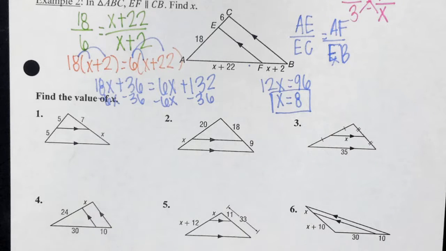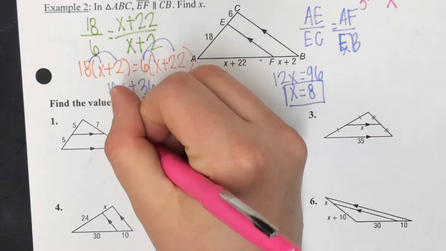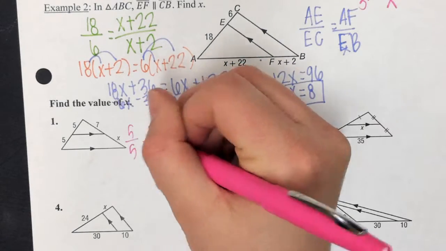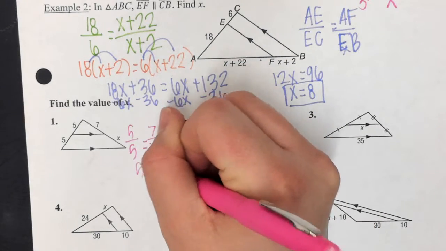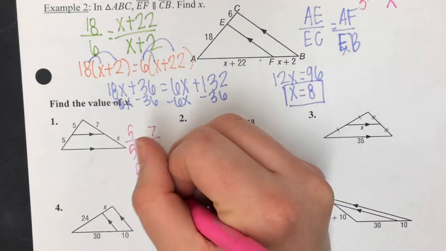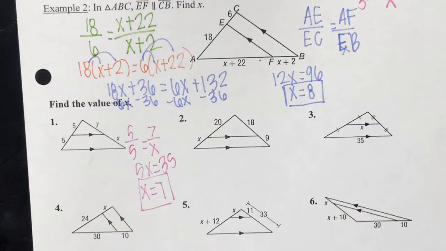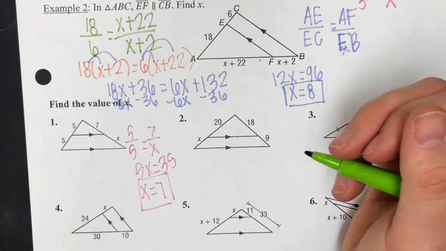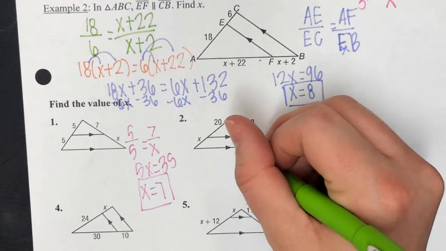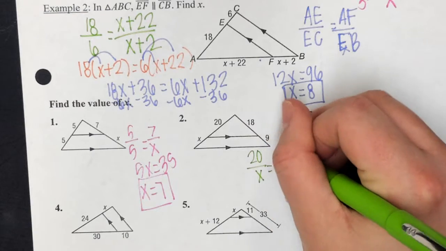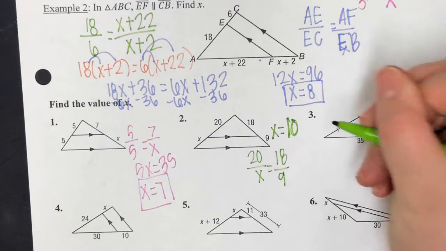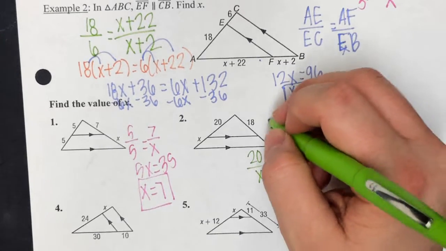All right, number 1. Someone tell me how to set it up. Raise your hand. David. 5 over 5 equals 7 over x. Okay. 5x equals 35, so x is equal to 7. Good job. Okay, how'd y'all do number 2? Somebody else want to tell me? Go ahead. 20 over x equals 18 over 9. And 180 equals 18x. So what was x equal to? 10. Did you get the same thing? Yeah. That's okay.